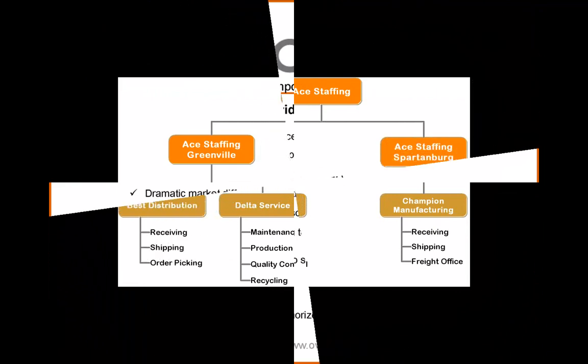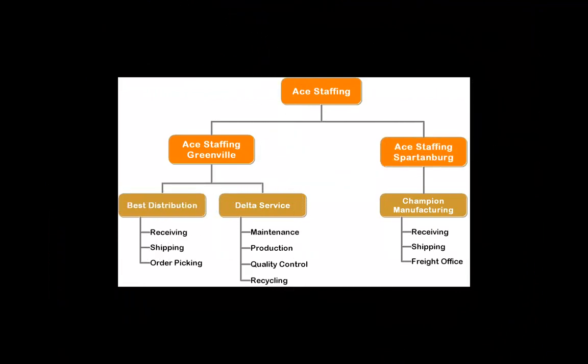Now let's get ready to look at some reports. To better understand TempChecker reporting capabilities, let's look at an abbreviated staffing organization, ACE Staffing. For illustrative purposes only, the ACE agency is only showing two offices, Greenville and Spartanburg. Greenville has only two clients, Best and Delta, while Spartanburg has only one, Champion.